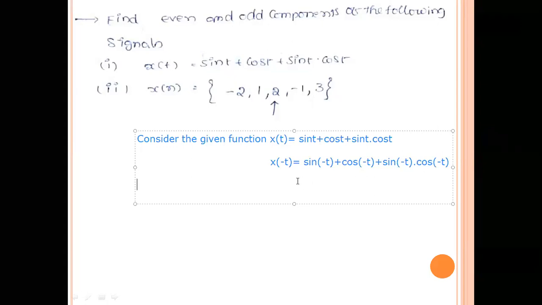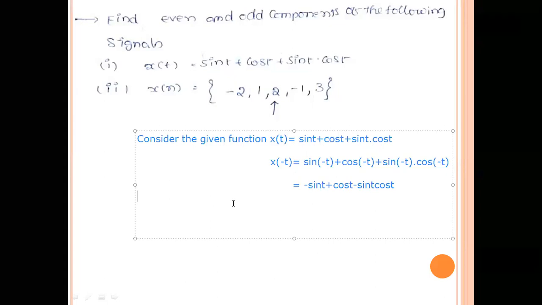Okay, students, please tell me, on solving the above condition, you will get sin of minus t becomes minus sin t, right? And cos of minus t becomes cos t only, and sin of minus t multiplied by cos t gives minus sin t cos t. Now this is x of t and this is x of minus t.